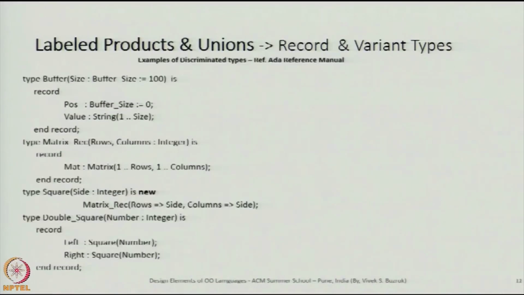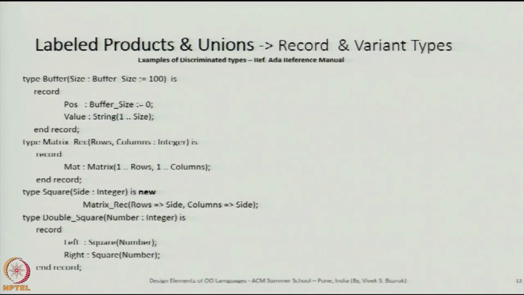So this kind of labeled products and unions, record and variant types, in fact there is much more in some of the languages like Ada. Okay, for example, Ada allows you to have what Ada calls a discriminant type, and you can say type buffer size equal to 100, then we can actually use that size, which is a parameter, to define the particular field of this size as such. Okay, so there is a difference between these languages, and it is important.